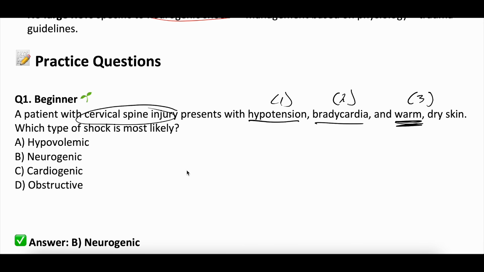So if it was hypovolemic shock, they would most likely be tachycardic and they'd have cool skin, right? If it was cardiogenic shock, they'd most likely be tachycardic and have cool skin. If it was obstructive shock, they'd most likely be tachycardic and have cool skin. Also, hypovolemic, cardiogenic, obstructive wouldn't tie into the cervical spinal injury much, so neurogenic shock.